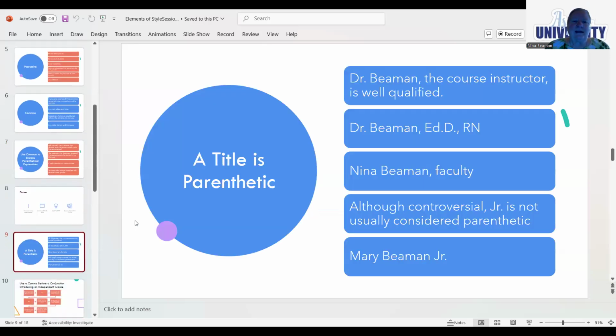So let's talk about a title that's parenthetic. In other words, it could be in parentheses. Dr. Beaman, the course instructor, is well qualified. Could you say Dr. Beaman is well qualified? I hope you would. But you have a subject, Dr. Beaman, and you have is, which is a verb. So you have a sentence without that expression. Dr. Beaman, and then you put my credentials. You're going to separate them because EDD RN is not a credential. EDD is, and RN is, so you separate it with the comma.